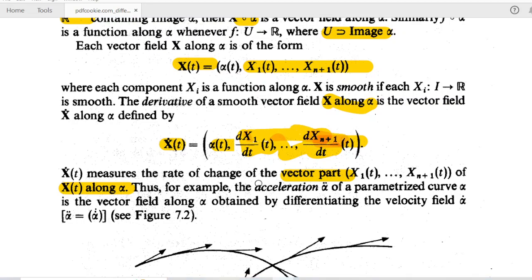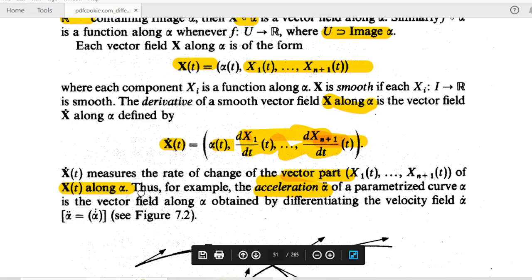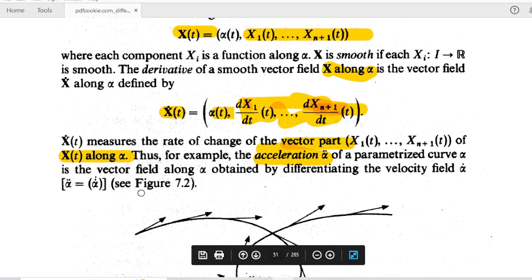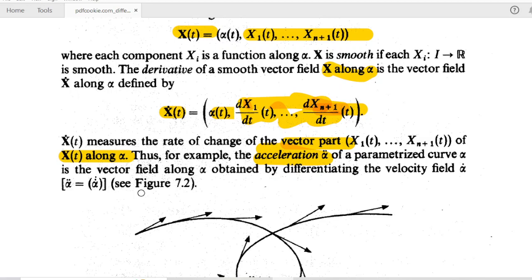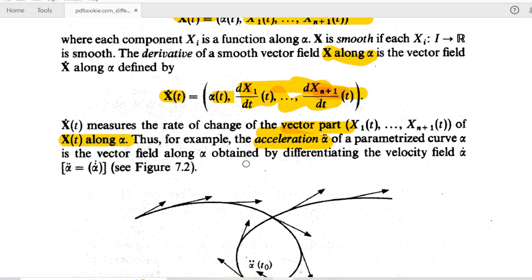And acceleration is a very important concept. Acceleration is the double derivative of alpha with respect to t. As we said, acceleration is a concept that you have already studied in your previous classes. Alpha dot is the velocity, and alpha double dot is the acceleration. So the acceleration of a parameterized curve is a vector field along alpha obtained by differentiating the velocity vector. Differentiating alpha dot once more, we get the acceleration.